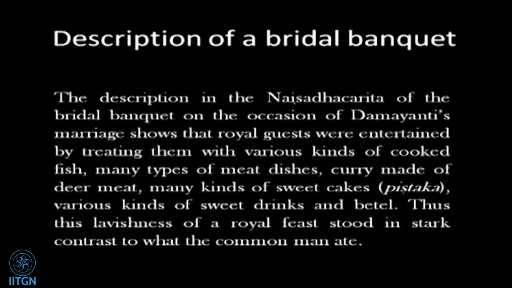But a very interesting description of a bridal banquet is found in the Naishadha Charita, about Damayanti. This is by Sriharsha, written in around the 12th century. On the occasion of Damayanti's marriage, it shows that royal guests were entertained by treating them with various kinds of cooked fish, many types of meat dishes, curry made of deer meat, many kinds of sweet cakes, various kinds of sweet drinks and betel. Thus, this lavishness of a royal feast stood in stark contrast to what the common man ate. So we have this kind of description from the textual literature.